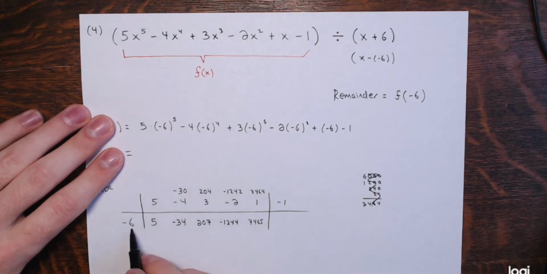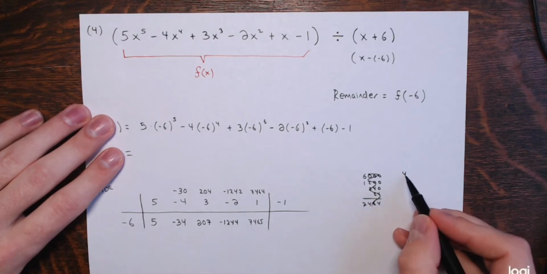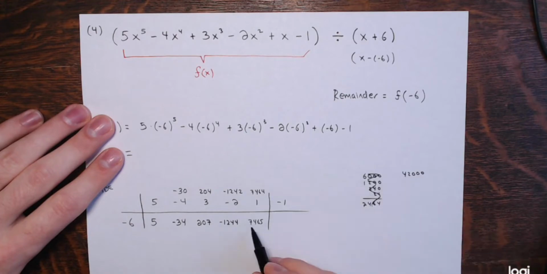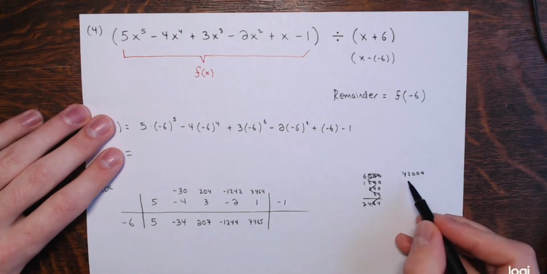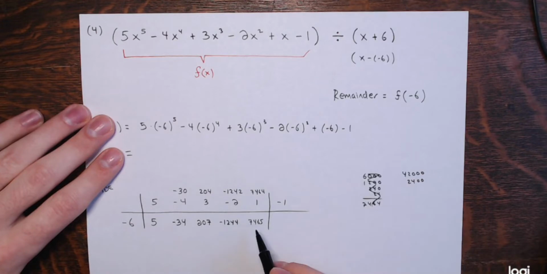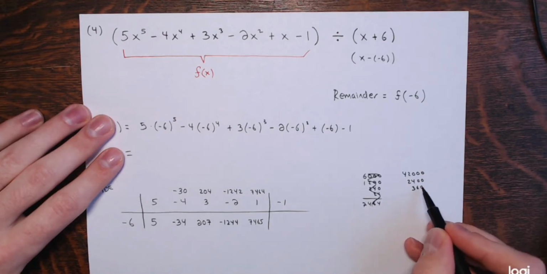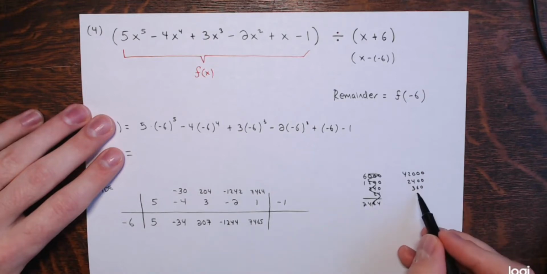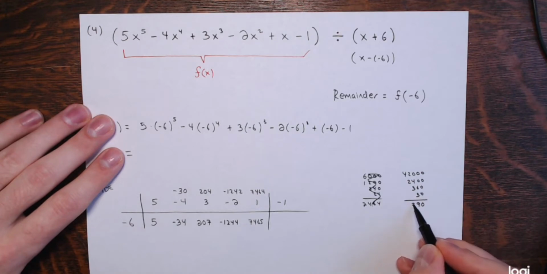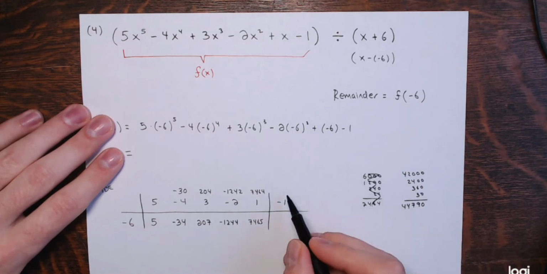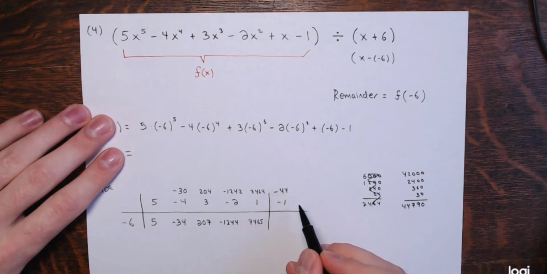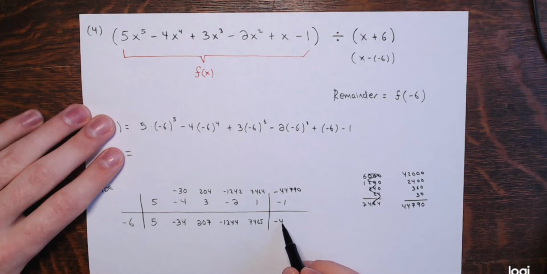And then I'm going to do this. 6 times 7,000 would be 42,000. 6 times 400 would be 2,400. 6 times 60 would be 360. And then 6 times 5 is 30. And then adding these up, you got 44,000, but negative 44,790, and then plus -1, negative 44,791. That's what this will be equal to.